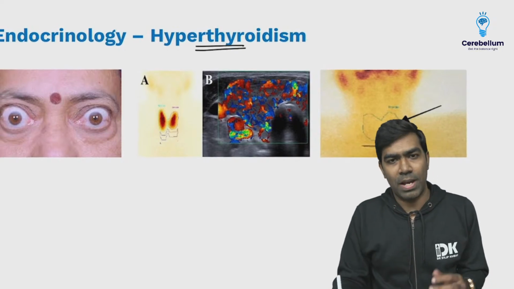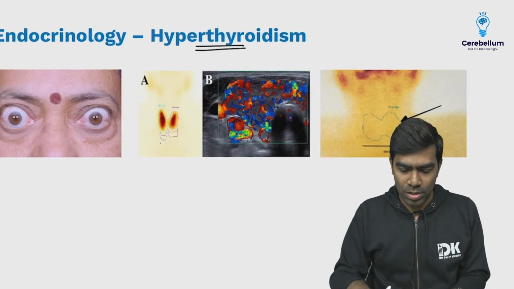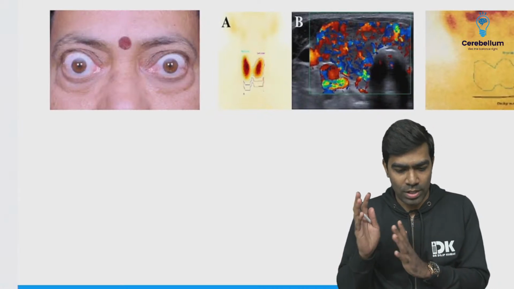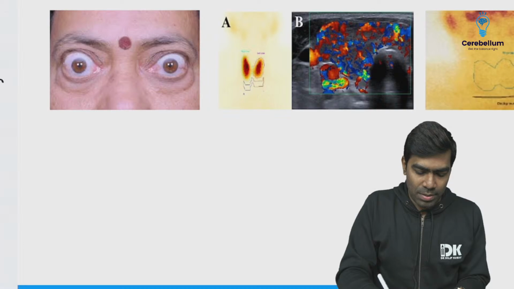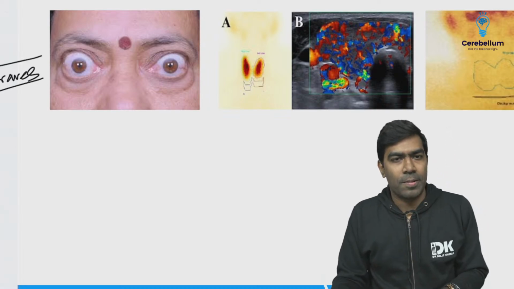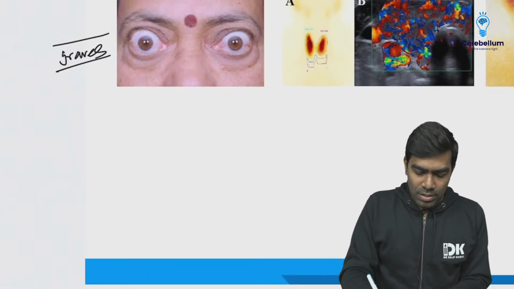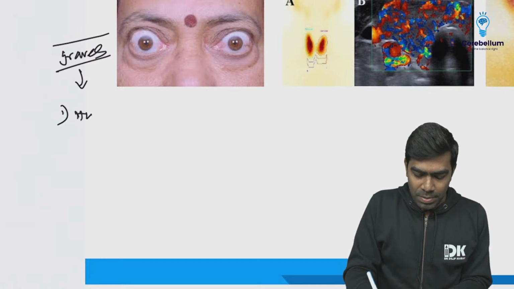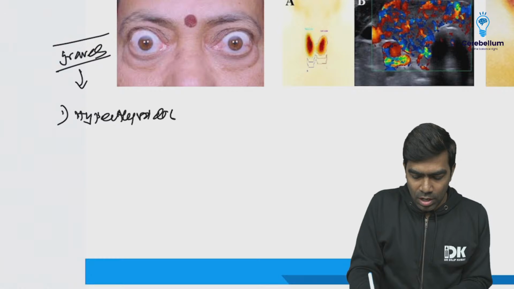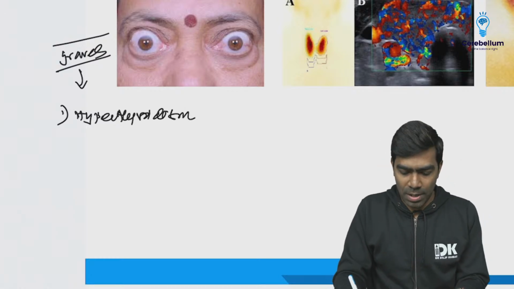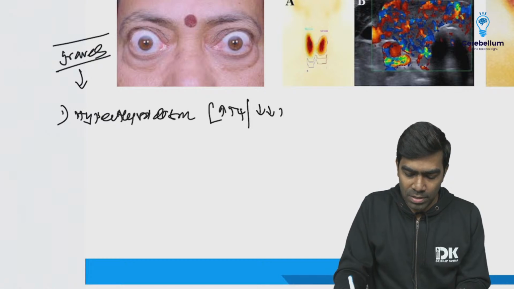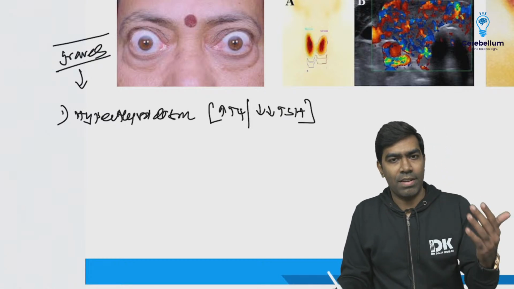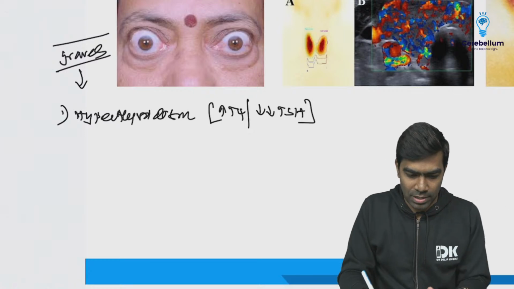Now hyperthyroidism. Hyperthyroidism, everyone knows. The most important in exam are only two things. One is Graves' disease and second is subacute thyroiditis. So first, let me talk about Graves' disease. Graves patients will have, number one, hyperthyroidism. How are they going to present with hyperthyroidism? They will have increased free T4 and a very much suppressed TSH. They will have high free T4 and a low or suppressed TSH.